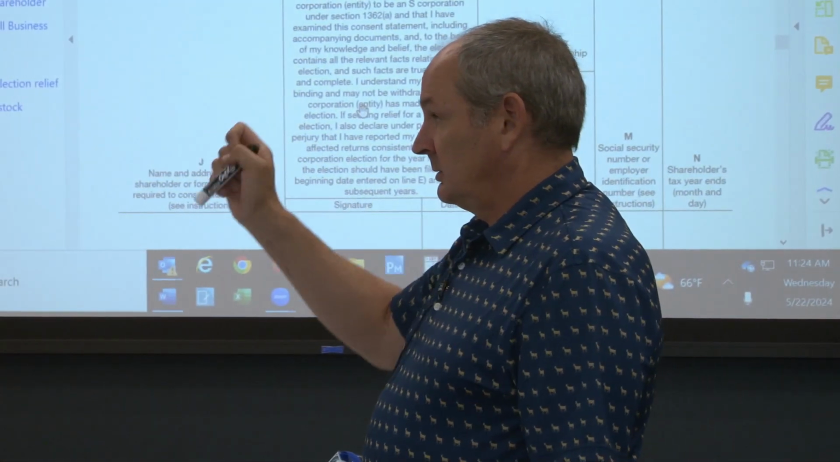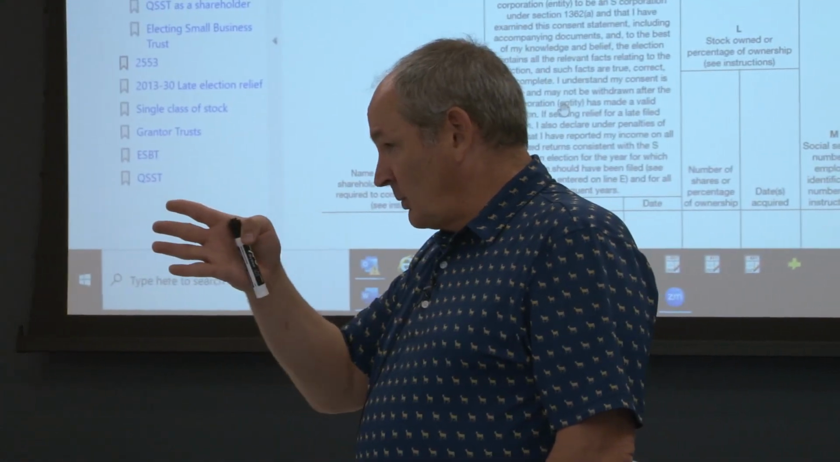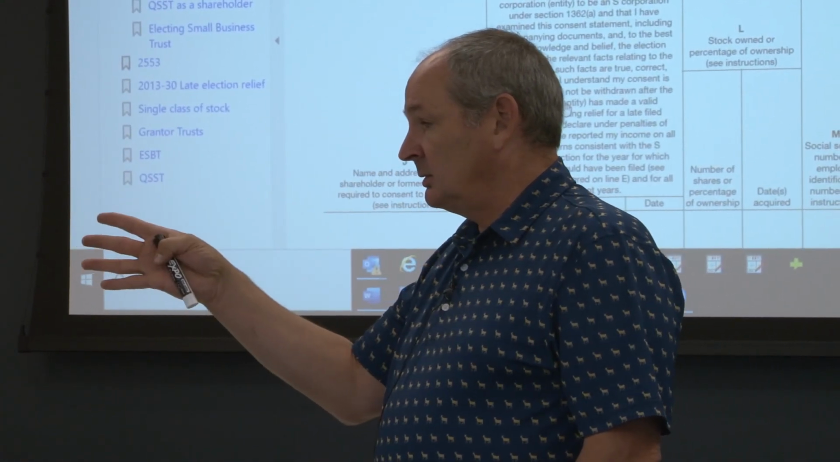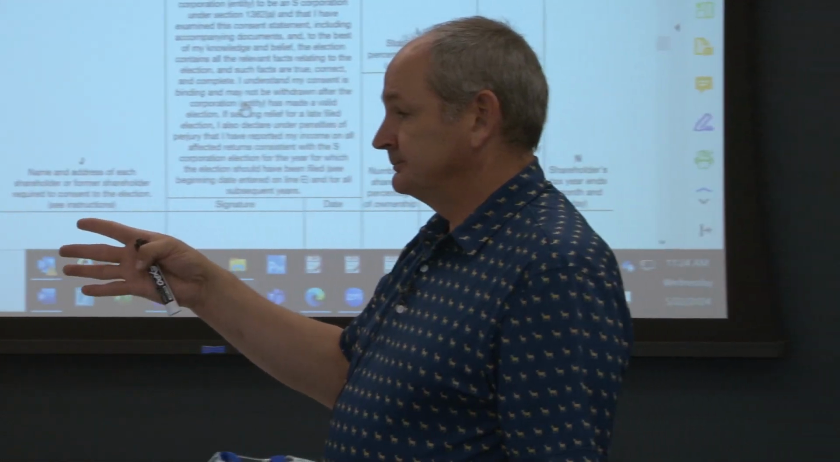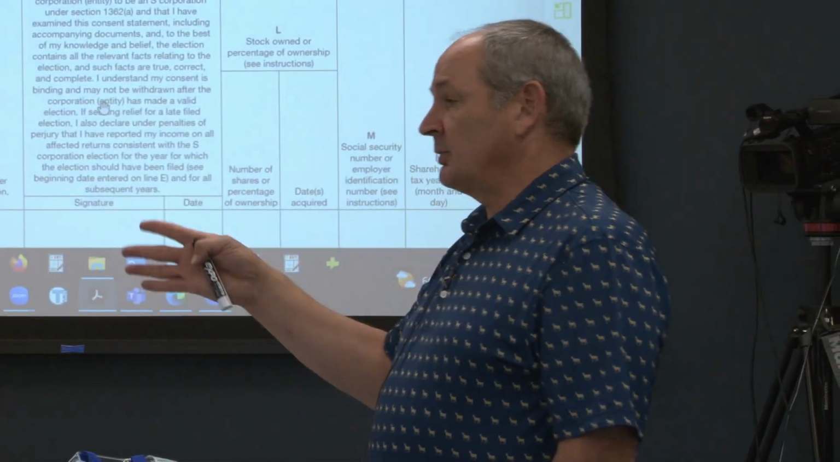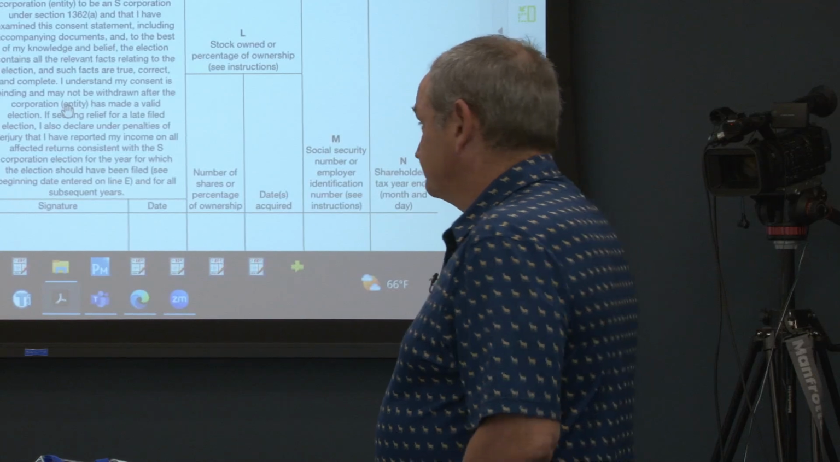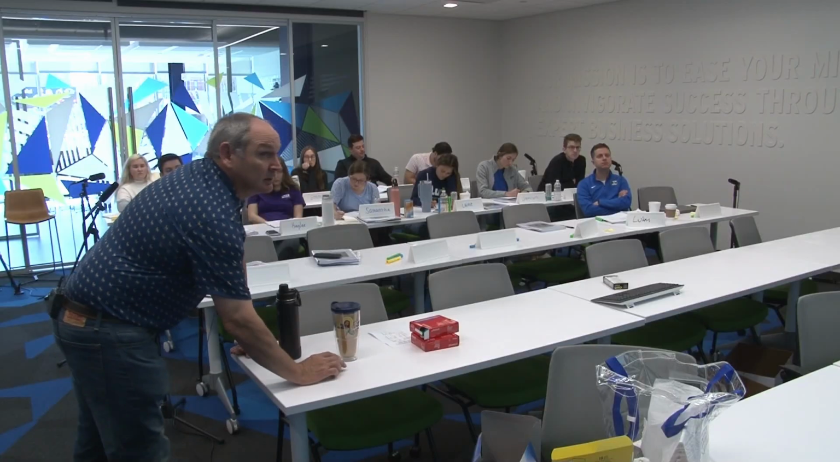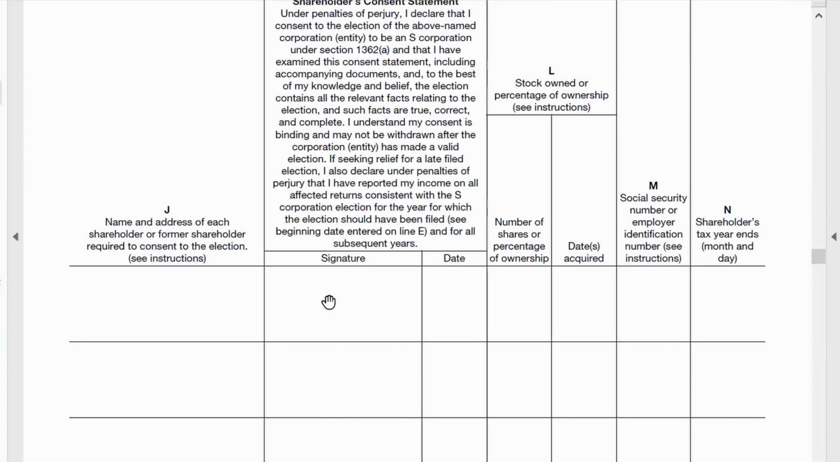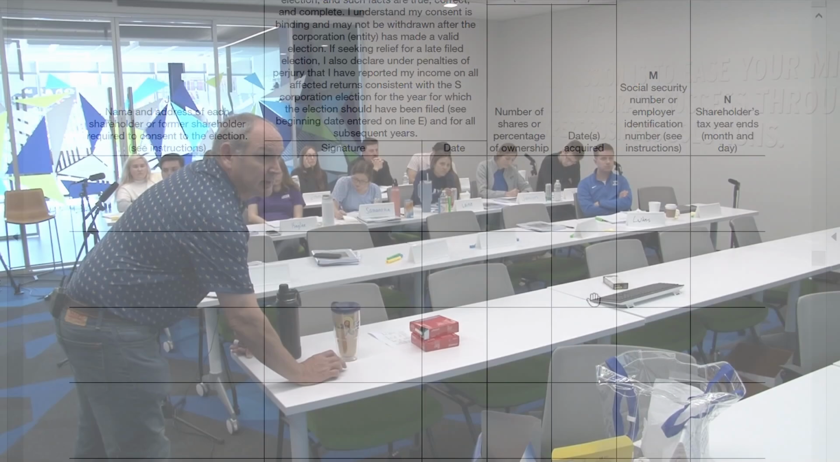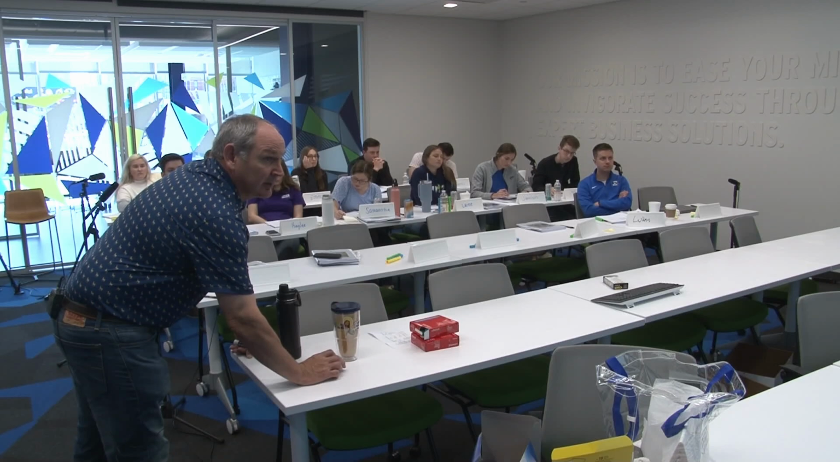So an exiting shareholder or a new shareholder that would have been required to make it in that window between 1/1 and 3/15 has to sign. And they have to say, yep, I'm good with being an S Corp. So you have name, signature, date, percent owned, dates acquired, social security number, whatever. I don't care. You guys can read better than me.